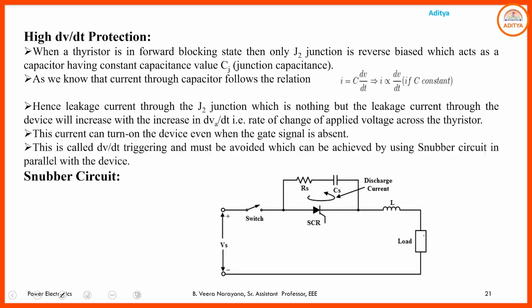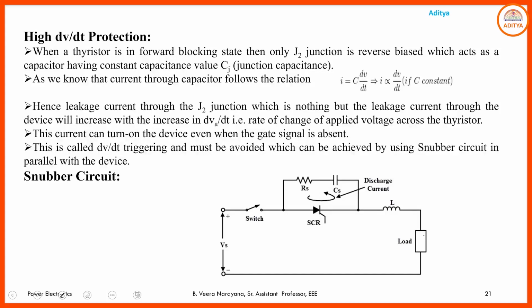Even though you provide a low voltage across the anode and cathode terminals, if the rate of change of voltage across the SCR is high, then the SCR may go to the on state. Due to this dV by dt triggering, unwanted conduction or unscheduled triggering takes place. What does this unwanted triggering mean?